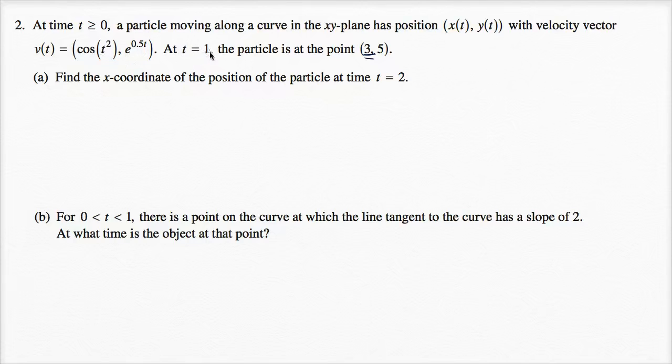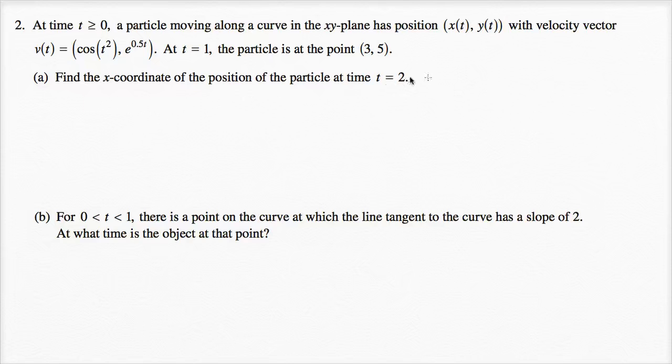At t equals 1, the particle is at the point 3, 5. Find the x-coordinate of the position of the particle at time t equals 2. All right, so how do we think about this?